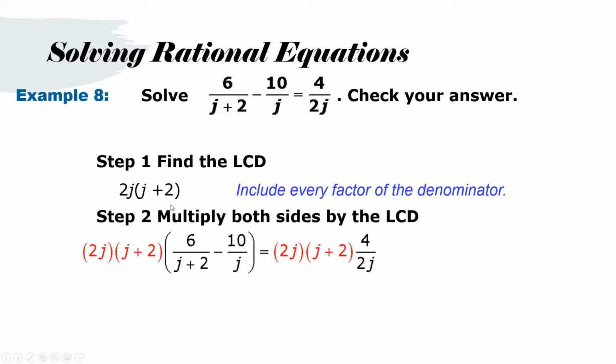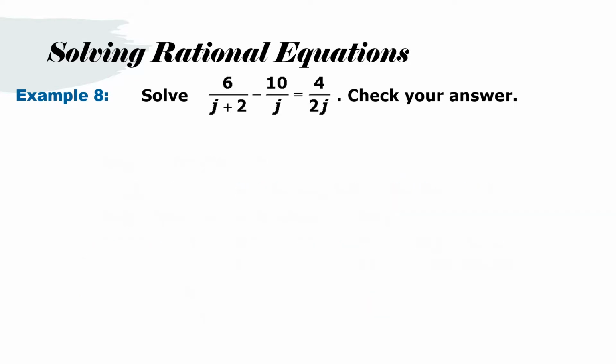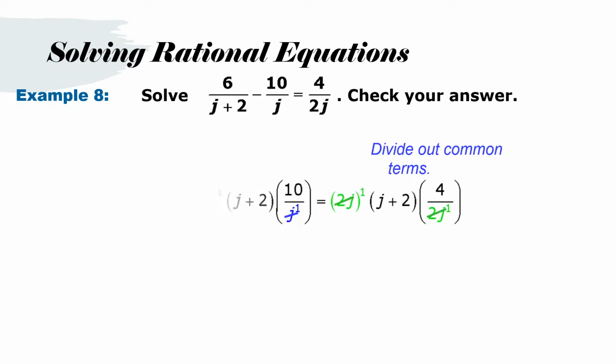Then multiply both sides by the LCD. So something like this. This one is multiplied to both sides of the equation, the left side and the right side. Then distribute. Something like this. Then investigate whether they are common. Then divide out the common terms.